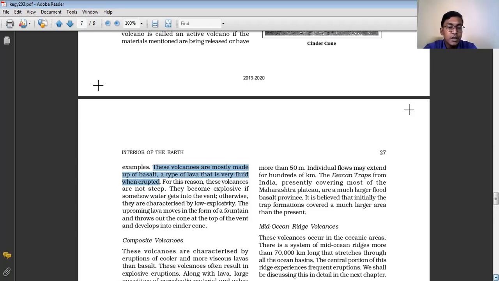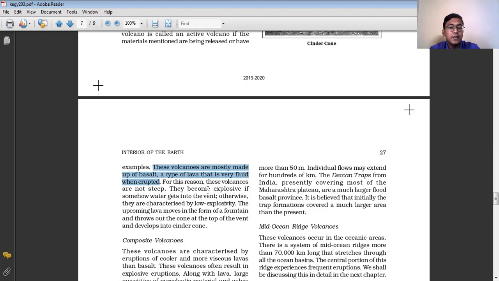These volcanoes are mostly made up of basalt, a type of lava that is very fluid when erupted, and for these reasons, these volcanoes are not steep. This is the main reason. Why? Because the lava which is erupted is very fluid in nature, like water, so it can flow in different directions and cover a very large area.